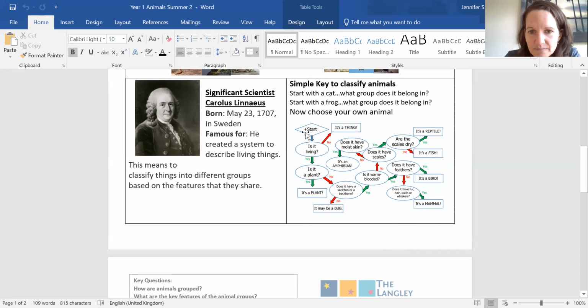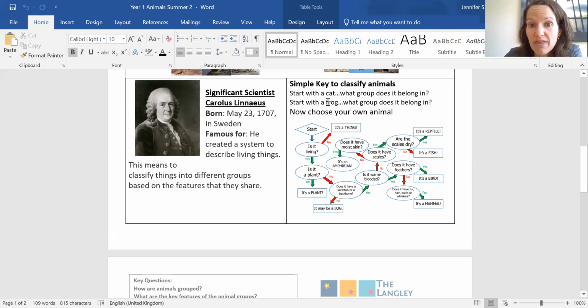So here we have start. Let's go down. We're thinking about a cat. Is it living? Is a cat living? Yes. So we follow the green arrow to yes. Is it a plant? No. So we follow the red arrow. No. Does it have a skeleton or a backbone? No. Does a cat have bones? Yes, it does. We follow the green arrow to yes. Is it warm-blooded? Now, the cat is a mammal, so it is warm-blooded. So we follow the yes. Does it have feathers? No. So we follow the no. Does it have fur, hair, quills, or whiskers? Yes. It's a mammal. So we followed the key to find out what group.